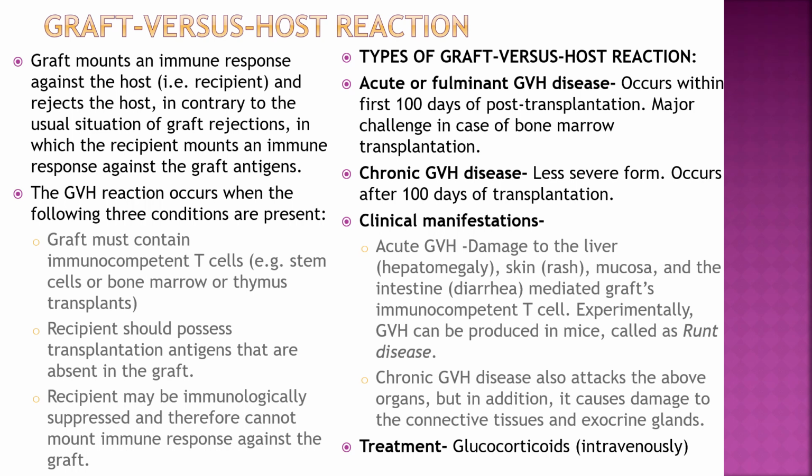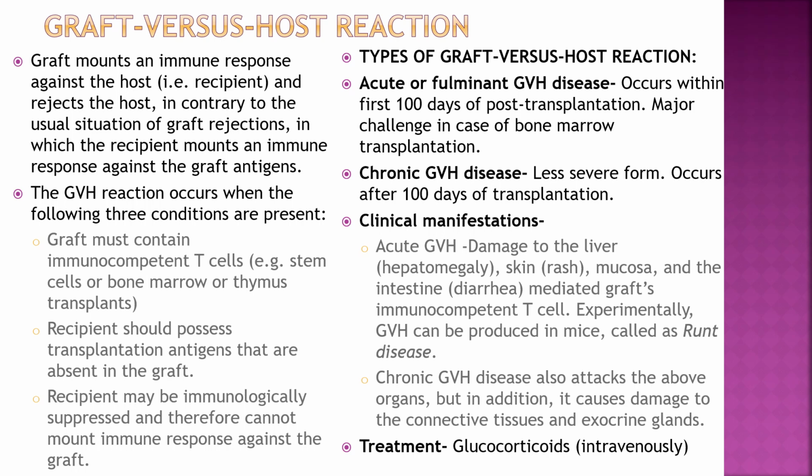Graft versus host reaction. So the graft mounts an immune response against the host, that is, the recipient, and rejects the host. This is in contrast to the usual situation of graft rejection, in which the recipient mounts an immune response against the graft antigen. So GVH reaction occurs when the following three conditions are met.